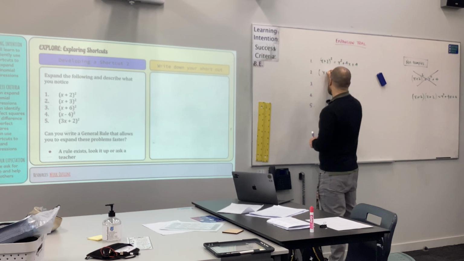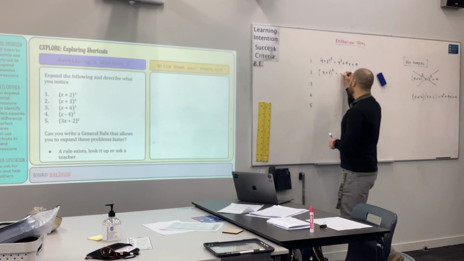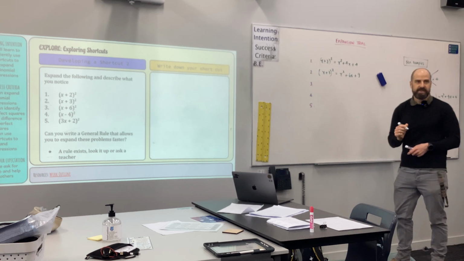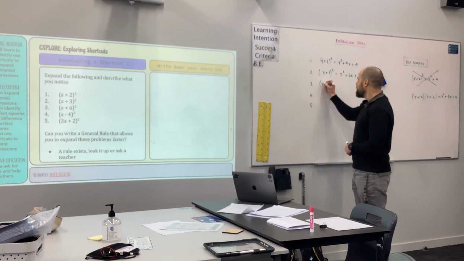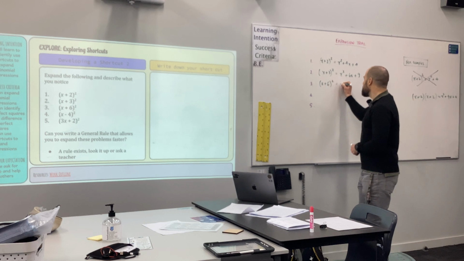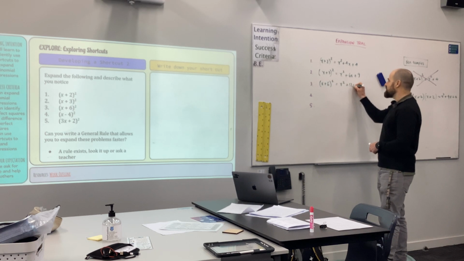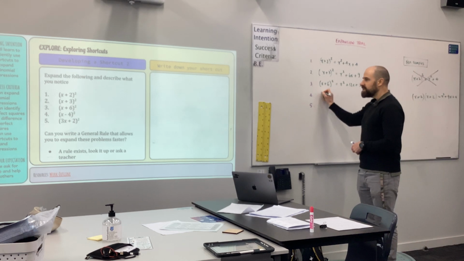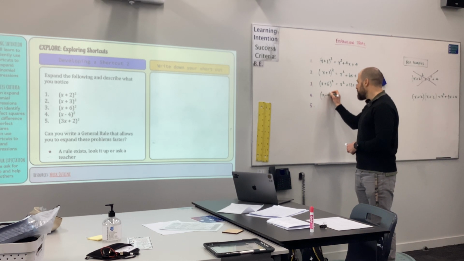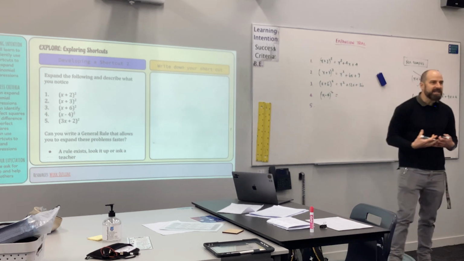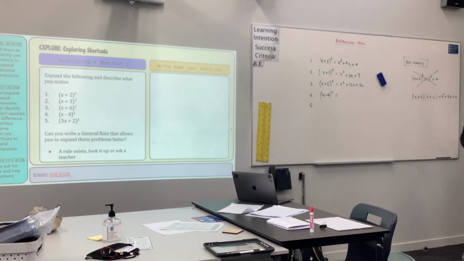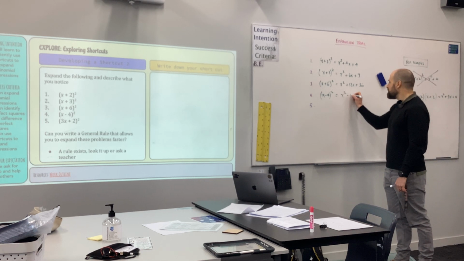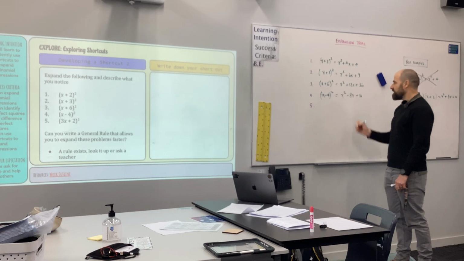The second one will be x² + 6x + 9. The third one will be x² + 12x + 36. These are what you should have got. I'm not trying to show off. I'm trying to get you to see the amount of time that I would love this to take you. This is how efficient I would love you to be. The next one is x² − 8x + 16.